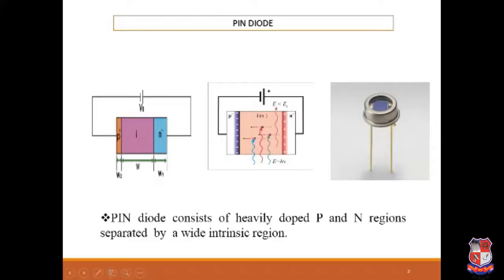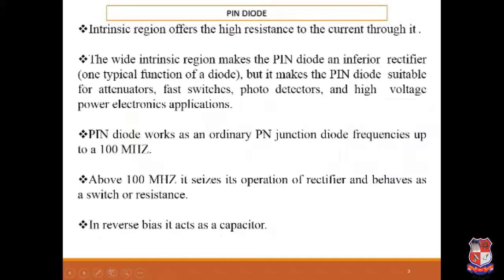Heavily doped means a large number of impurities are added in P and N, and I, the intrinsic region, is not as heavily doped as P and N. Next we will understand that this intrinsic region offers high resistance to current through it. Intrinsic region means the region in its pure form.